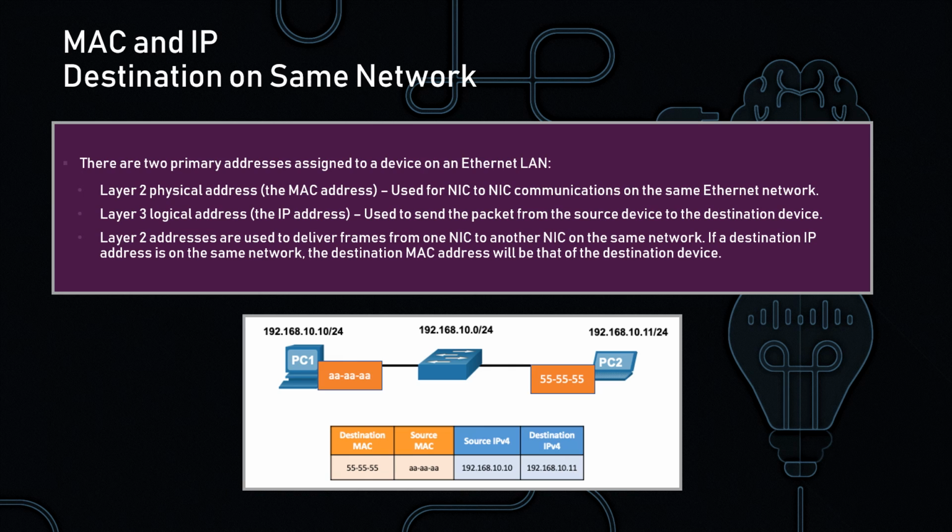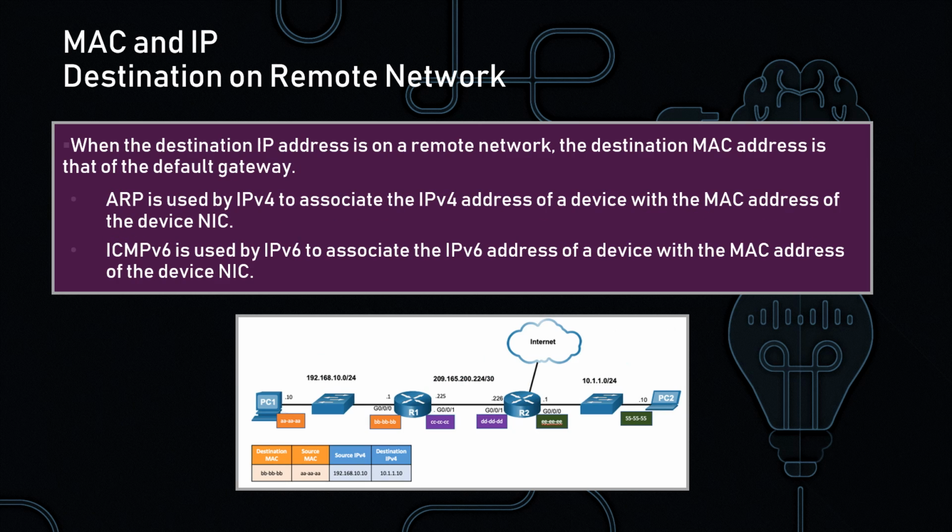So layer 2 device addresses are used to deliver frames. If a destination IP is on the same network, the destination MAC is that of the destination device rather than the default gateway. On a remote network, as I said, the default gateway is your target, and then we use ARP to associate the IPv4 address with the MAC of the device NIC. ICMPv6 does the same thing with IPv6.